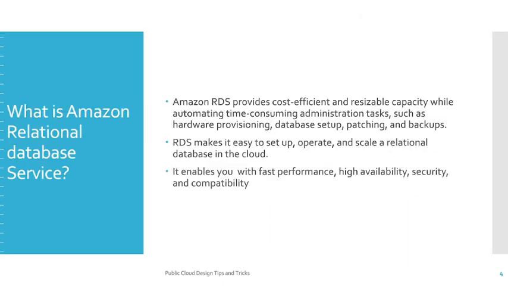So what is Amazon Relational Database Service? Amazon Relational Database Service is one of the PaaS offerings in the public cloud era, where Amazon RDS provides cost-effective and resizable capacity while automating time-consuming administration tasks such as hardware provisioning, database setup, patching, and backups. RDS makes it easy to set up, operate, and scale a relational database in the cloud. It enables you with fast performance, high availability, security, and compatibility. If you want to understand what a relational database is, then please follow my previous video where we explained what a relational database system is.